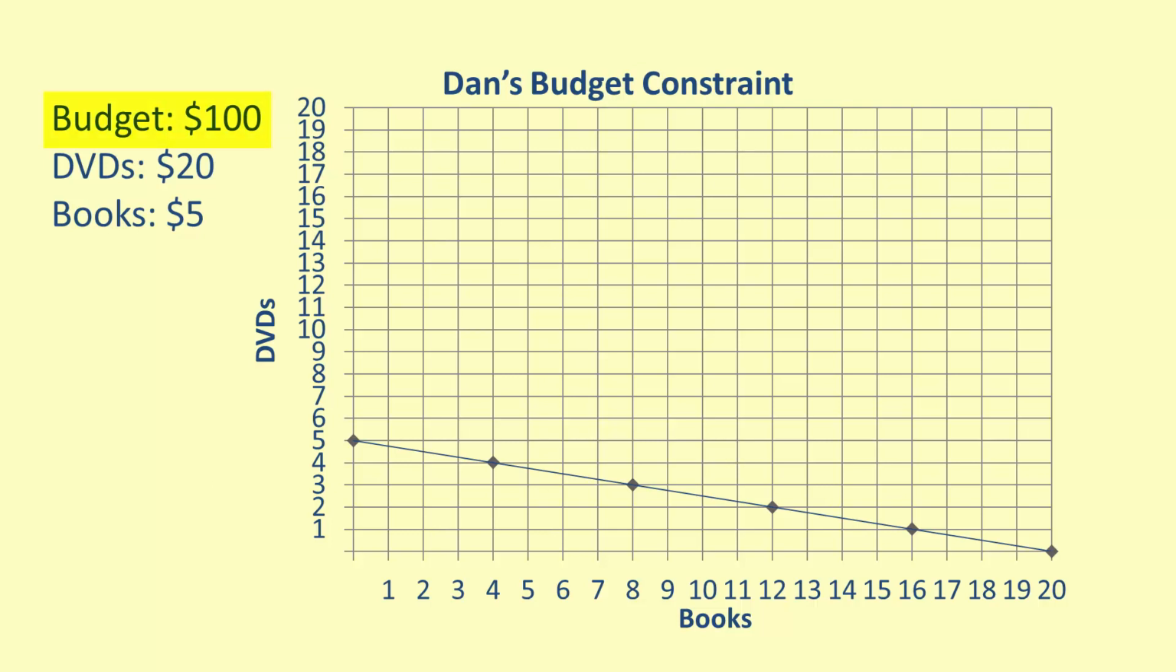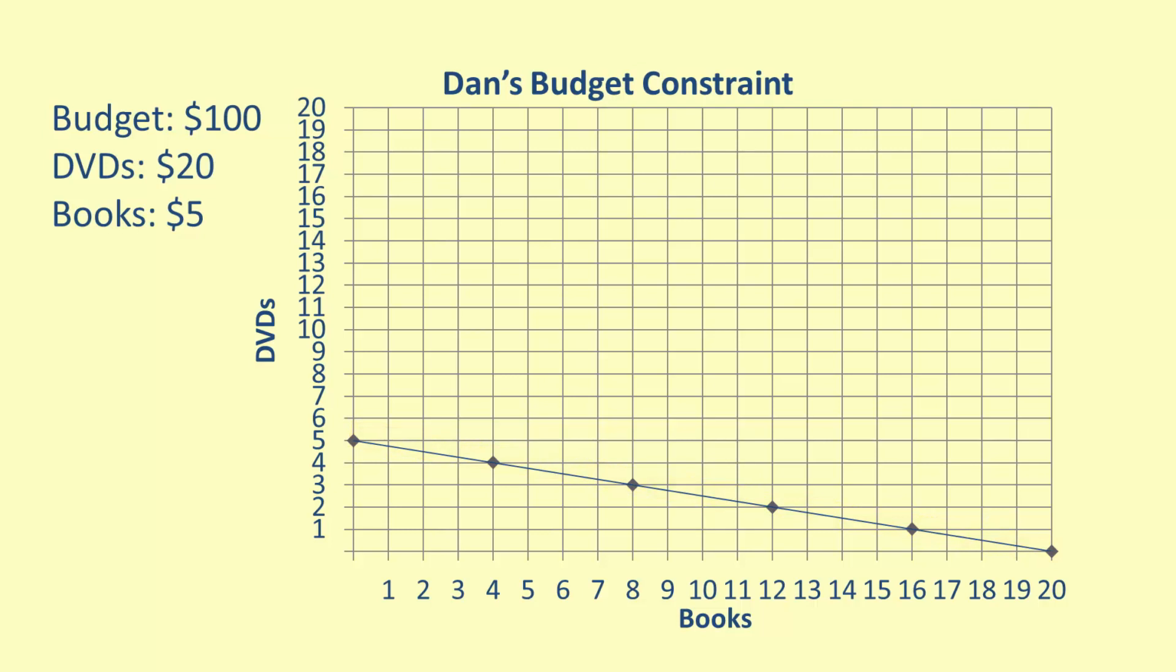Say Dan has a budget of $100. The price of a DVD is $20, and the price of a book is $5. The graph shows the budget line, or budget constraint, for Dan. The line gives all the possible combinations of DVDs and books he can buy with his $100.